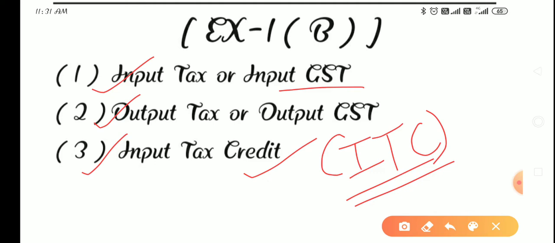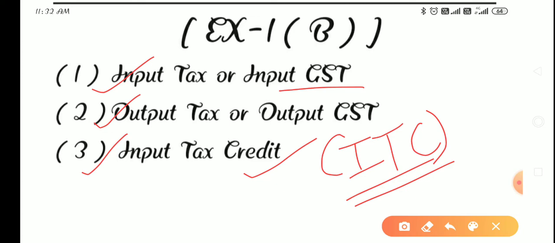So input tax or input GST, they have the same meaning, so they are equal. Output tax or output GST, they are also the same. So one by one I am going to explain each point. You listen carefully. This is a very easy topic. If you listen, then you will understand what I am telling.